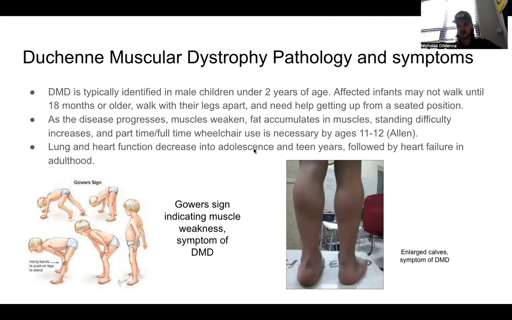Right now, Tim is only starting to experience the difficulties of these weakened muscles, but as the disease progresses, he's going to accumulate more fat, lose more muscle, and likely need a wheelchair by the late adolescent, early teenage years. Lung and heart function are also going to decrease as we progress into those teen years, and later in life, we're looking at major muscle failure and organ failure as a result of the lack of dystrophin.